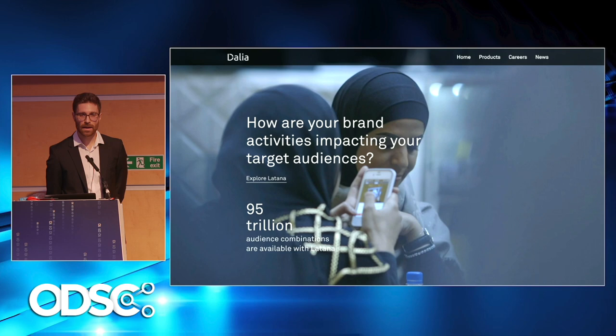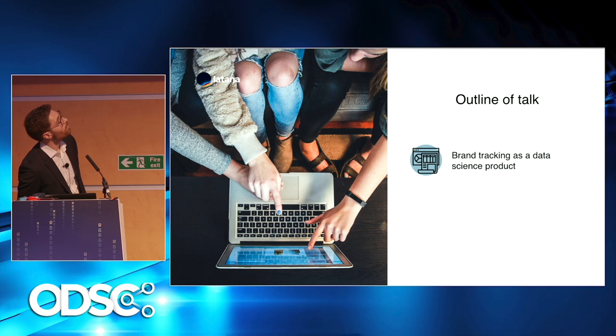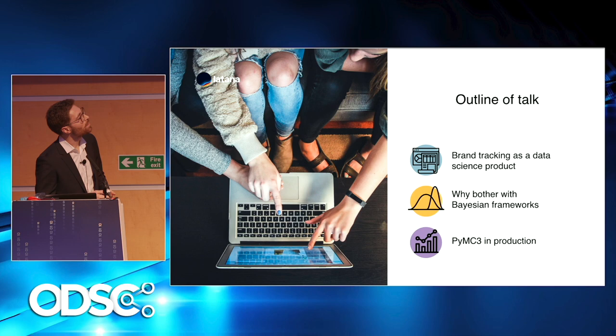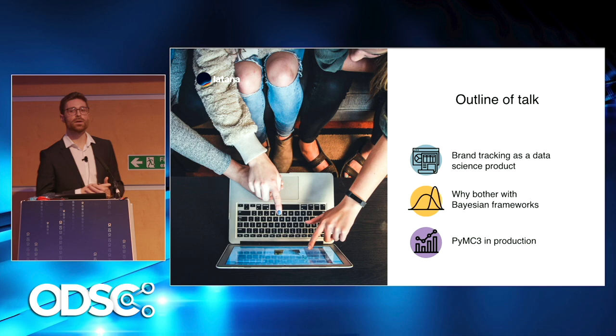So a bit of an outline of my talk. First I will talk about brand tracking as a data science product. Probably very few people in the room have heard about it, and what are actually the challenges when you build it or treat it as a data science product. The second thing is why we actually bothered with Bayesian methods. It's quite a complex theoretical framework, and why we decided to use it for our product. And the third part will be just some words from me on PyMC3. That's the open source package we used to put it to production and what kind of experiences we had with that.